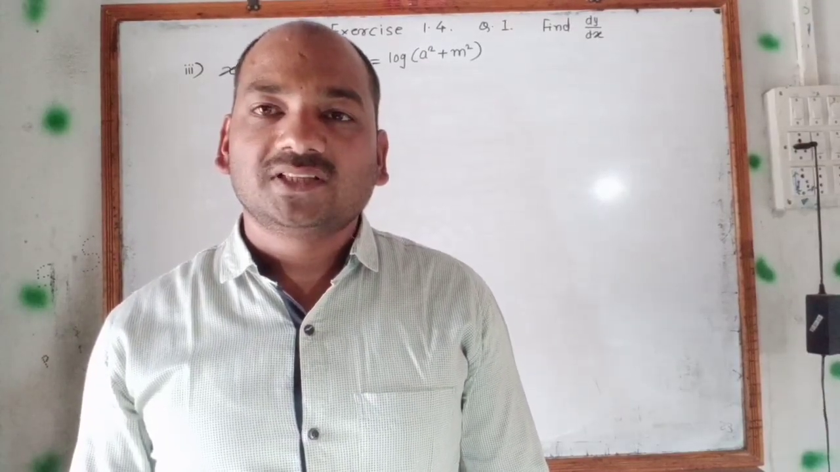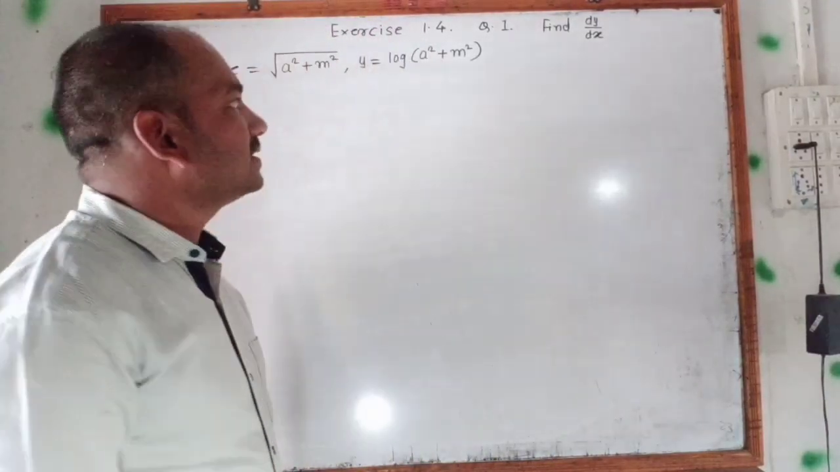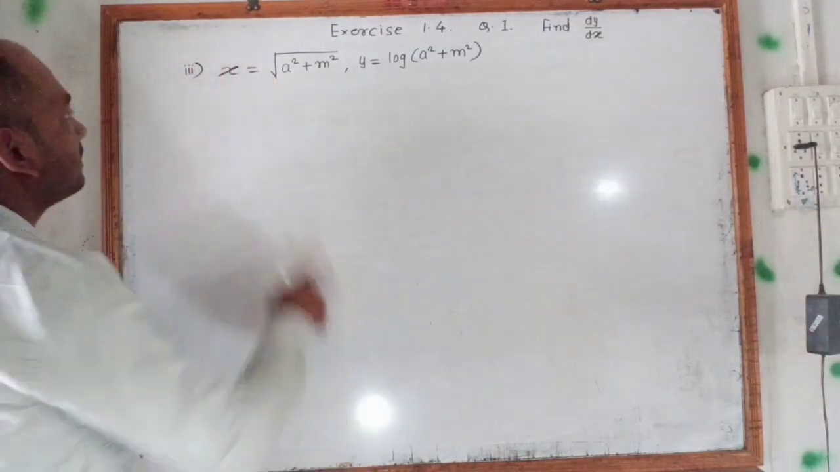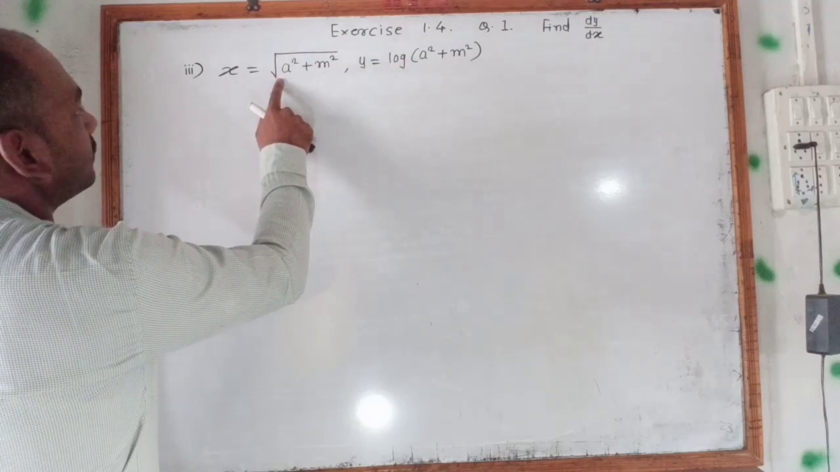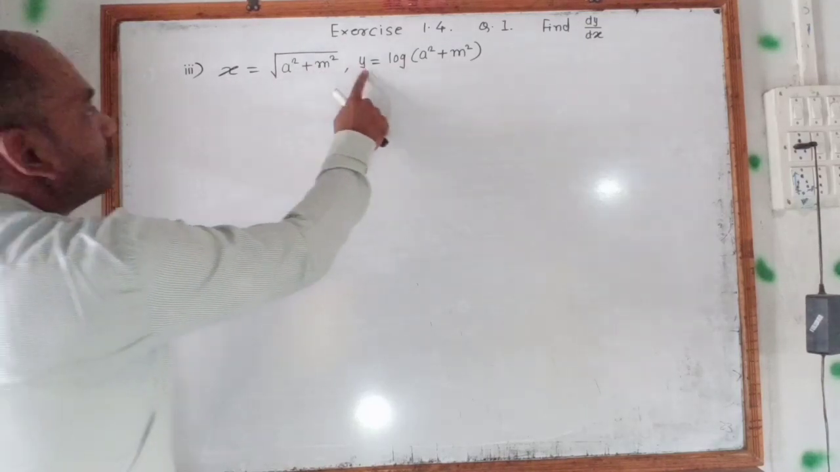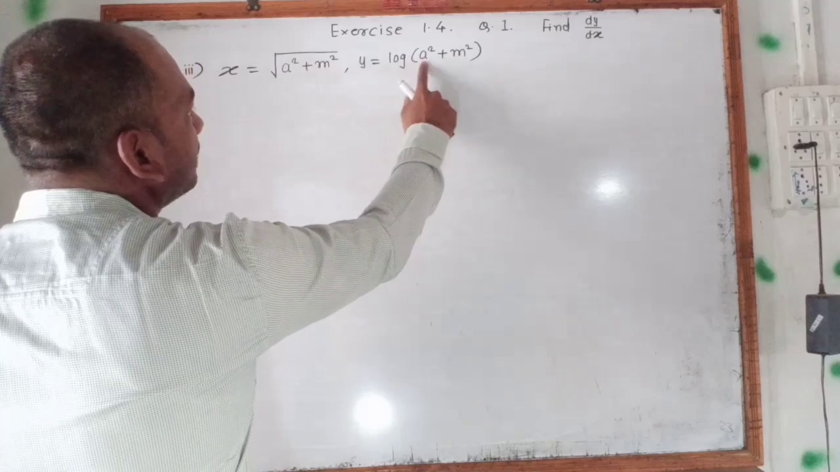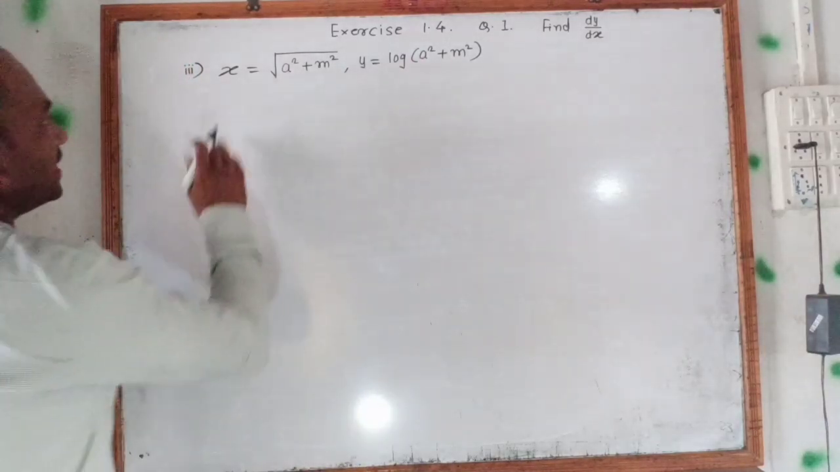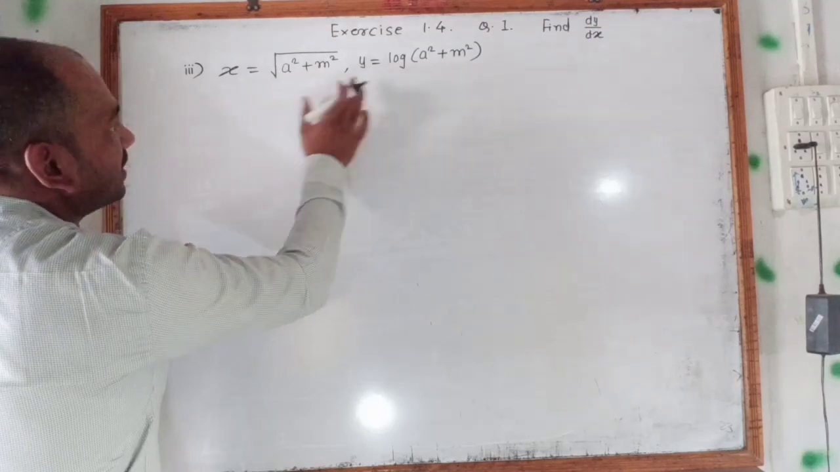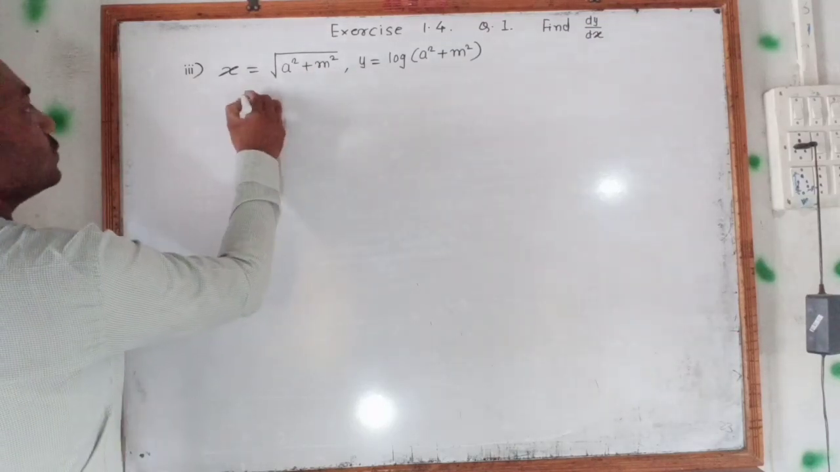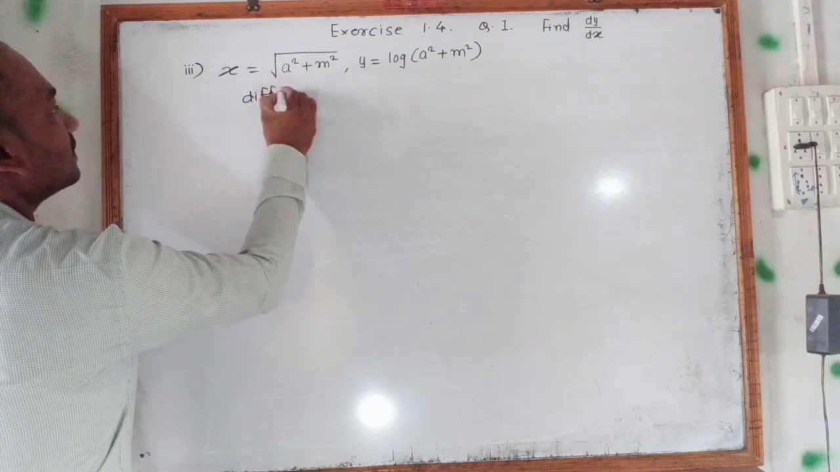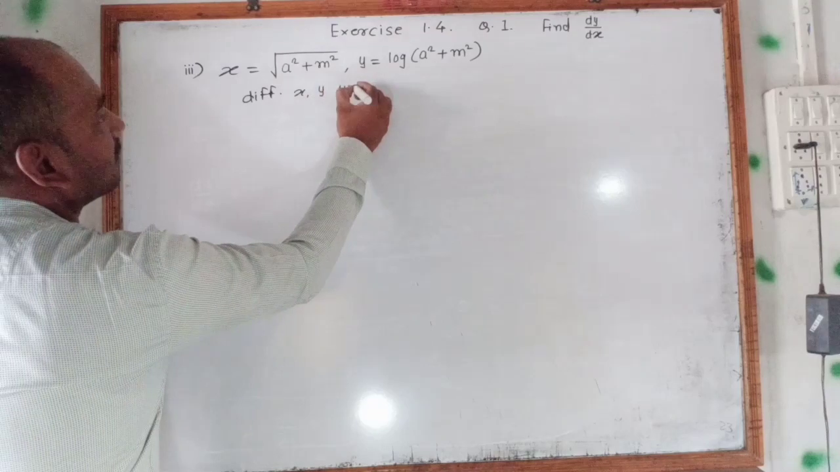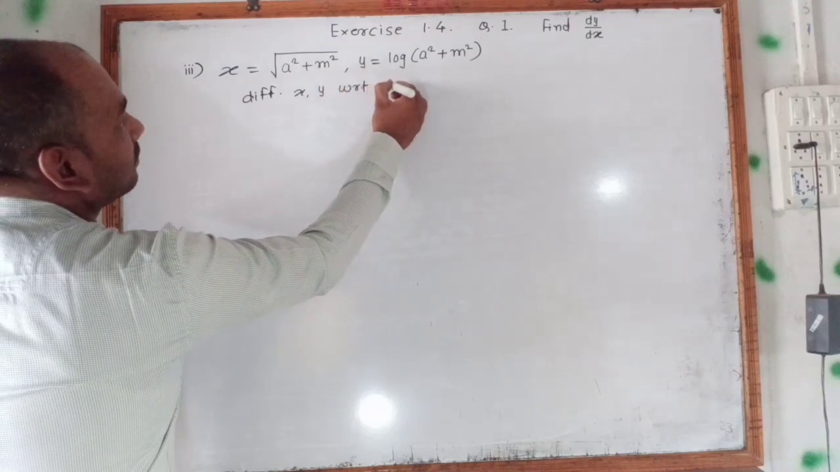Look at question number 3. In this also we have to find dy upon dx, and we are given here x is equal to square root of a square plus m square, y is equal to log of a square plus m square. So very first we are going to differentiate both the equations with respect to m here. So differentiate x, y with respect to m.